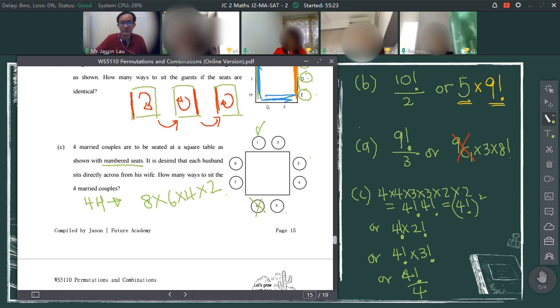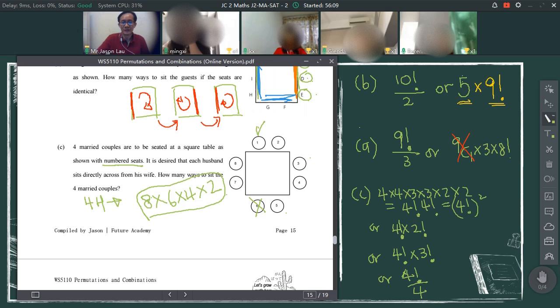Is it okay? Then after that, what happened to the wife? Only one way to sit. Then I want to ask, is it because you didn't see the distinct seats, so everything got messed up? Is it okay? So what's the answer?